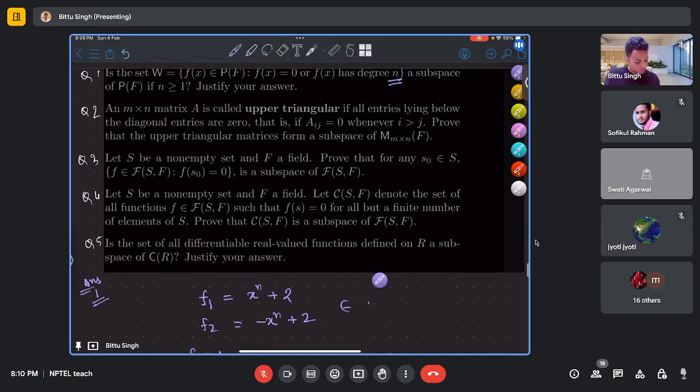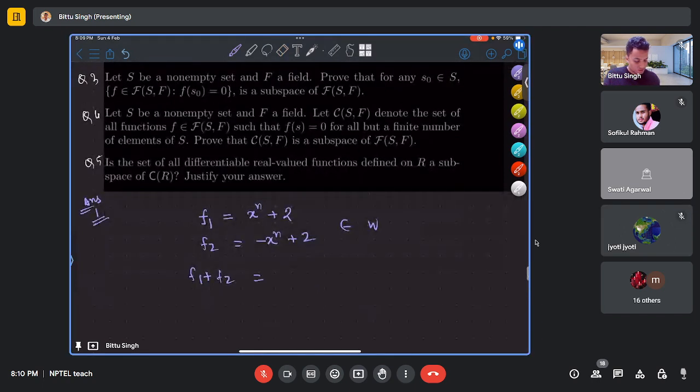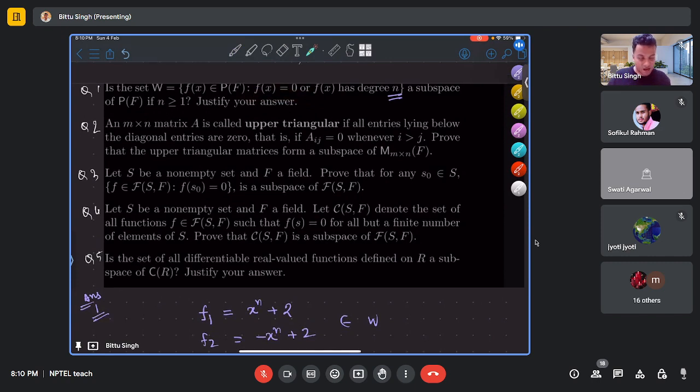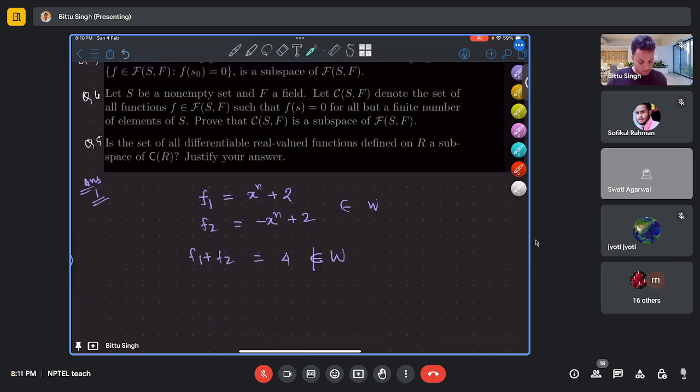Those two elements are from W, but F1 plus F2 is the same as 4, and 4 does not belong to W, because W is the space for which either f(x) equals 0, that is, the whole polynomial is 0, or f(x) has degree n. But here we see that f1 plus f2 has degree 0. It is not degree n.